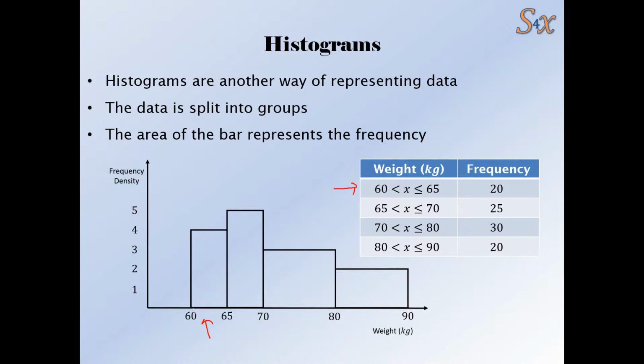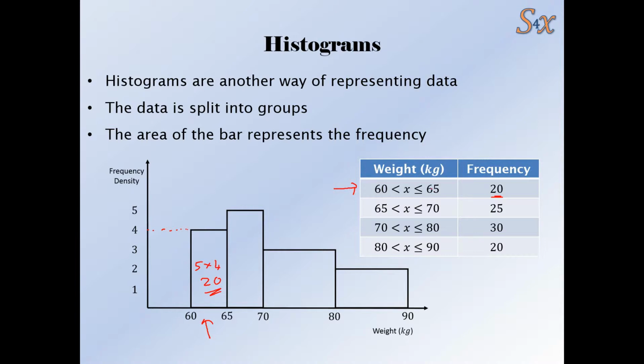Now the width of that bar is 5, yes, 65 minus 60. The height of it is 4, as you can see here. If I do 5 times 4, I get 20. I get a frequency of 20, just like I did in the table. As I say, this histogram and the table are the same data, so I'm just showing you how you can convert a table into a histogram, or a histogram into a table more commonly.